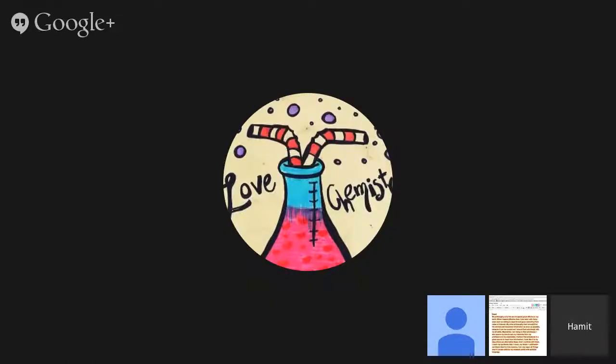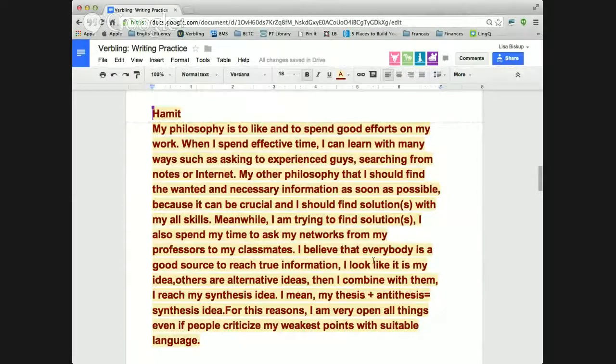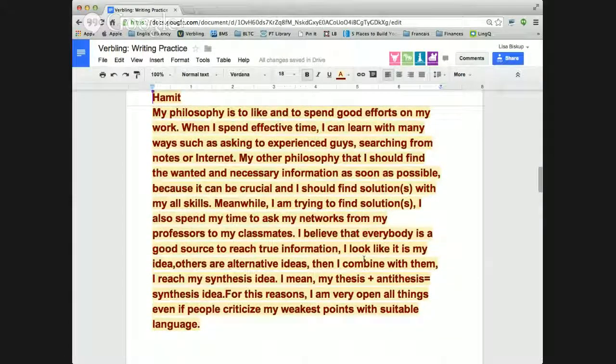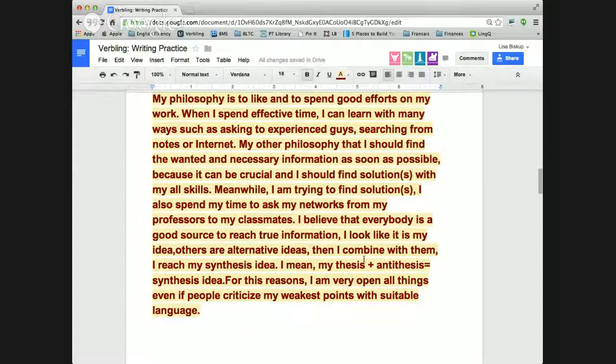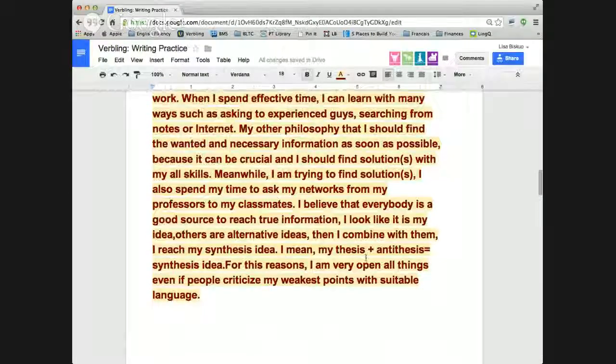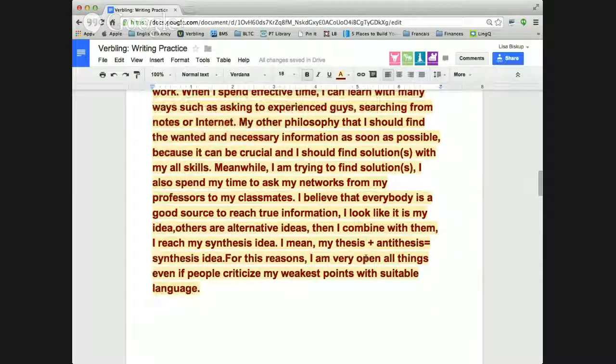My philosophy is to like and spend good efforts on my work. When I spend effective time, I can learn with many ways, such as asking to experienced guys, searching from notes or internet. My other philosophy that I should find the wanted and necessary information as soon as possible, because it can be crucial, and I should find a solution or solutions with my old skills. Meanwhile, I'm trying to find solutions. I also spend my time to ask my networks from my professors to my classmates. I believe that everybody is a good source to reach through information.